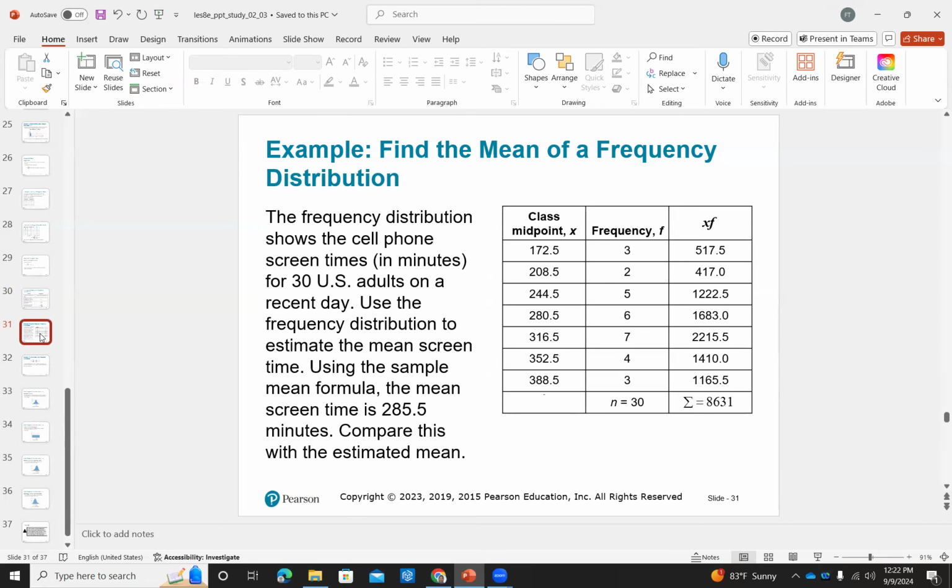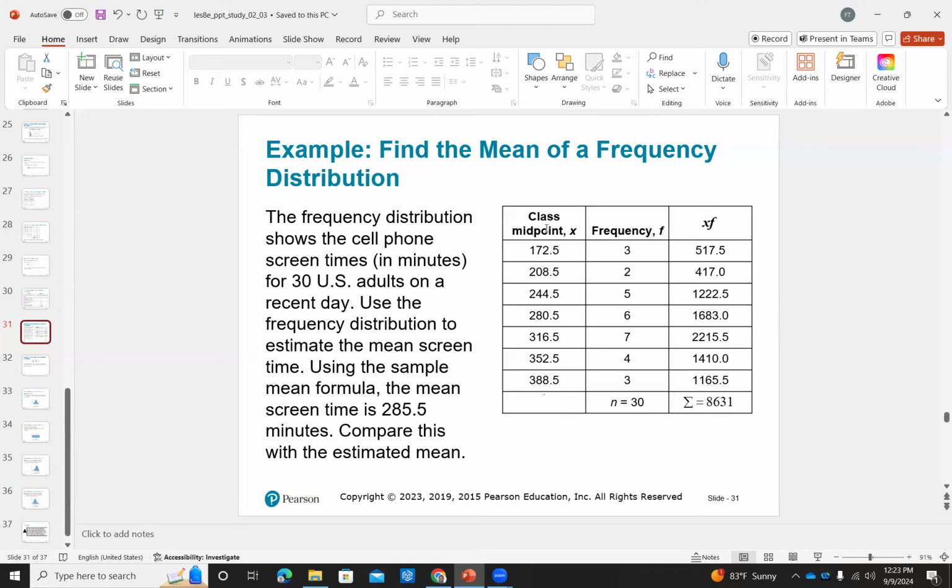So here's an example we're going to look at with this chart. The frequency distribution shows the cell phone screen times in minutes for 30 adults on a recent day. Use the frequency distribution to estimate the mean screen time. Using the simple mean formula, the mean screen time is 285.5 minutes. Compare this with the estimated mean.